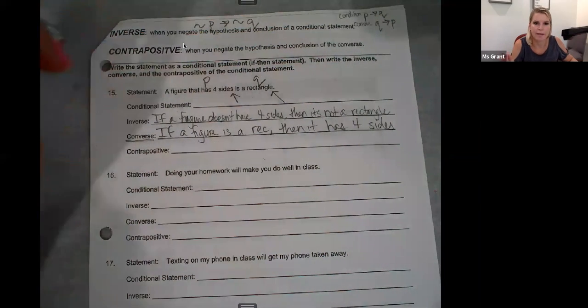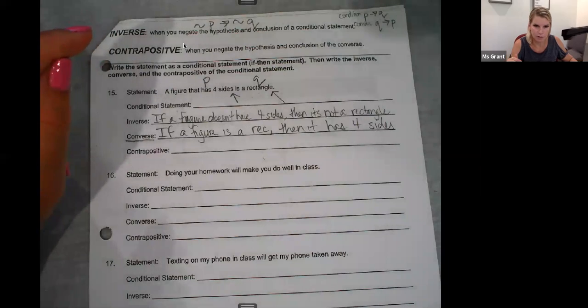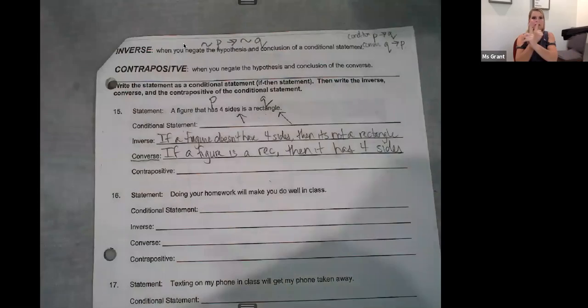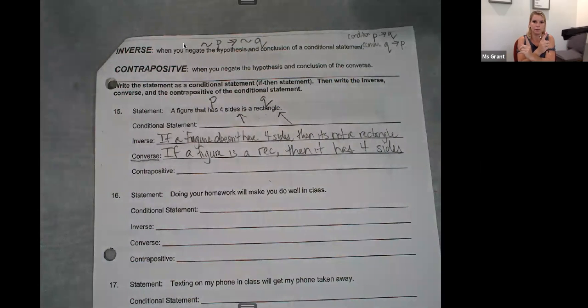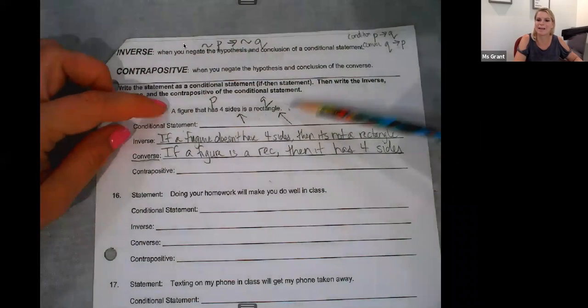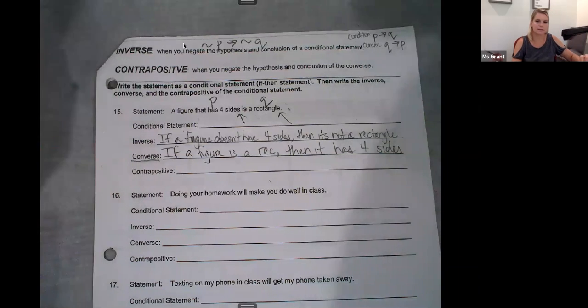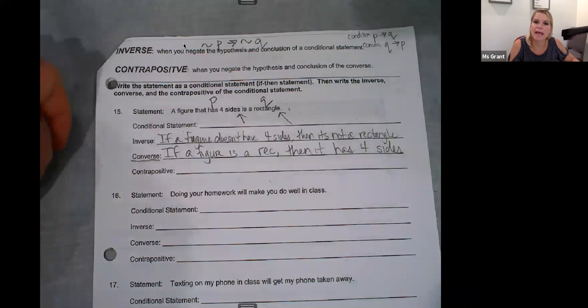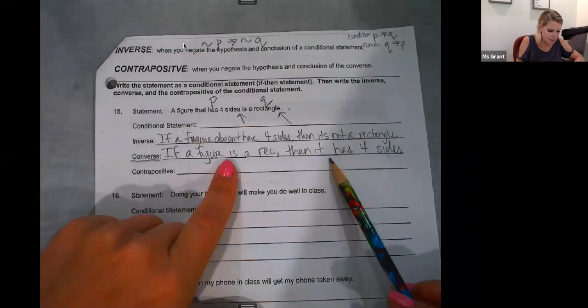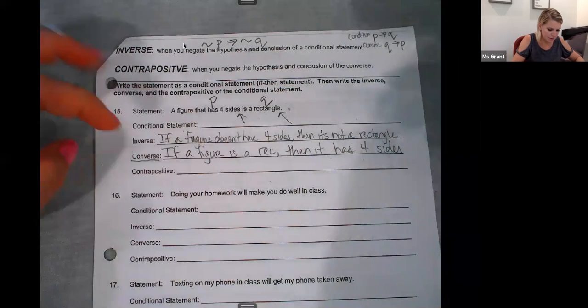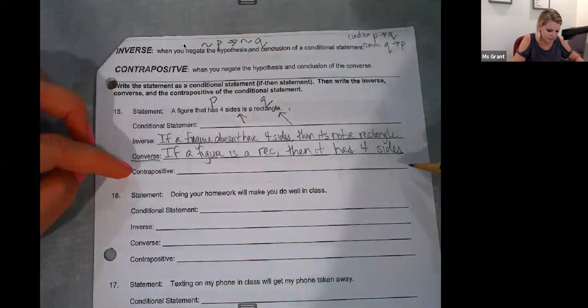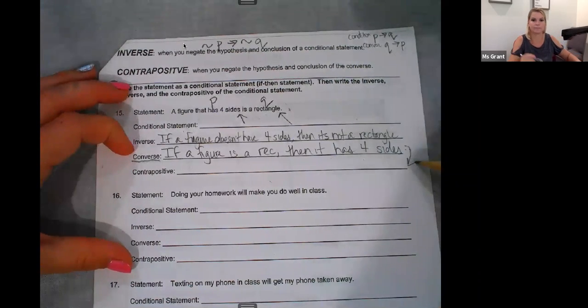Okay, so just a little recap. The conditional is the original. The converse is the sentence switched ordering. The inverse is in the original order, but it's the negation of both. Now I need to do contrapositive. Let's learn that. When you negate the hypothesis and conclusion of the converse. So I'm going to look at the converse, and now I'm going to negate the converse. That's why you have to write the converse first. So I'm going to negate this one, and it'll be my next sentence here.